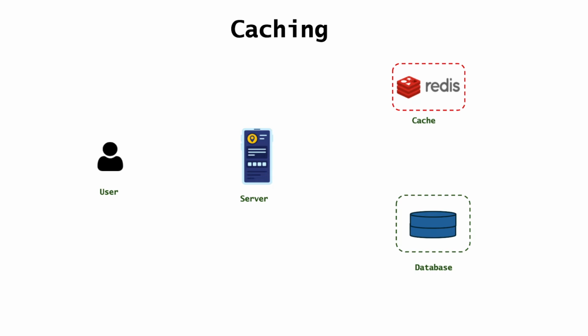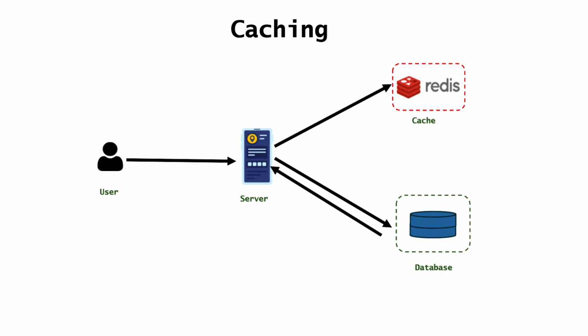Imagine you're checking your profile page. The first time you load it, the system fetches your data from the database and stores a copy in the cache. The next time you open the same page, the data comes straight from memory. No database call, no delay. This pattern is called cache aside or lazy loading.